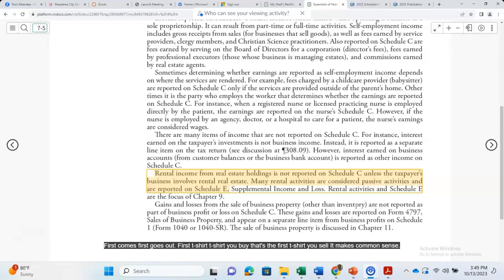First t-shirt you buy, that's the first t-shirt you sell. It makes common sense. So FIFO. But some businesses, they like average, so they go with average. And there is an economic reason also for oil companies. Let's say they use LIFO because they want to pay less income tax momentarily. So they really like LIFO. Oh, yeah, I forgot about that.